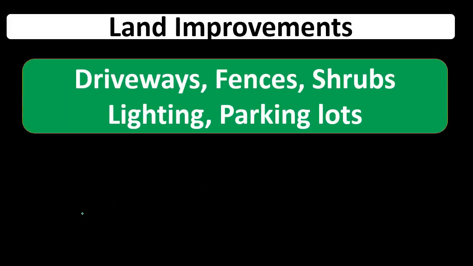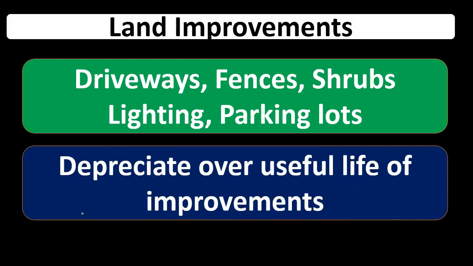Now we've got land and then land improvements. Land is what it is. It's just going to be the land that the building is going to be on, and it's not something that's going to depreciate. Now, things we put on the land that are going to be permanent structures, like driveways, fences, shrubs, lighting, parking lots, those are all going to be things that we're going to say are land improvements typically. And so those are going to be the type of assets we have for land improvements. We're going to depreciate over the useful life of the improvements. And that's going to be important because land doesn't typically go away, but the improvements will.